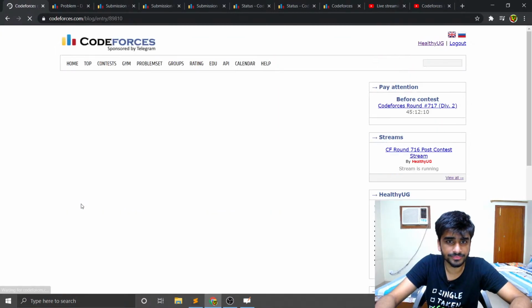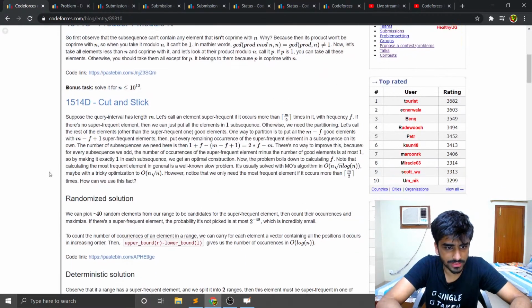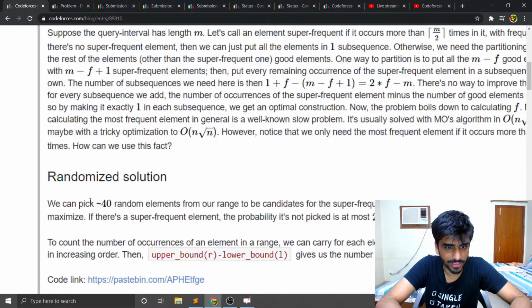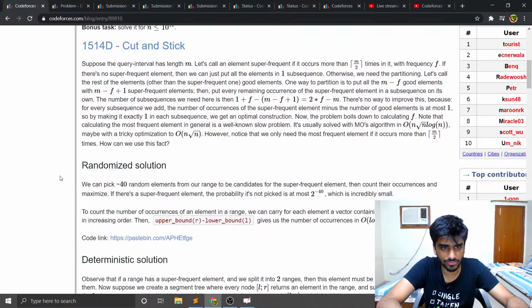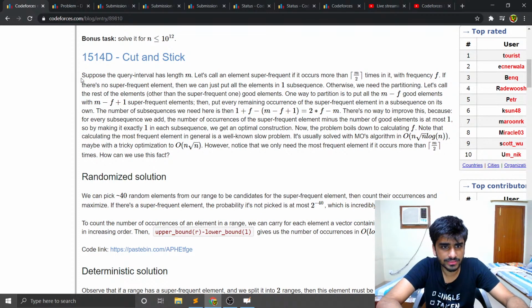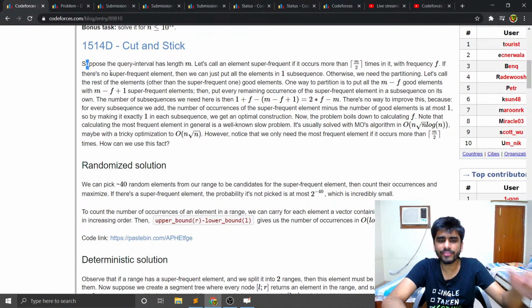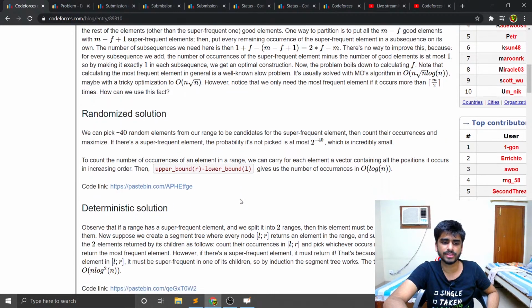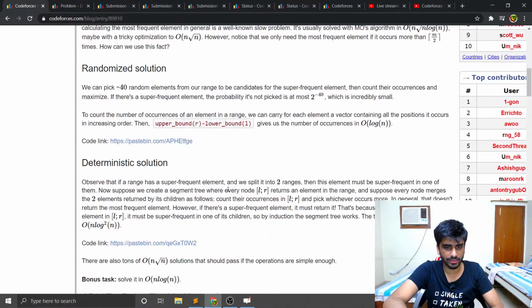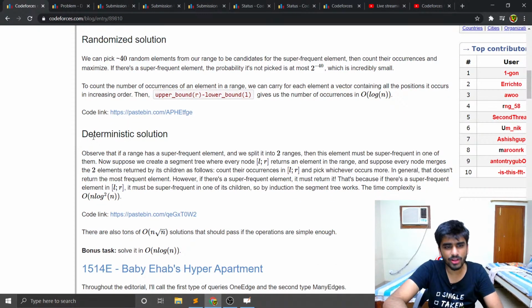Oh, editorial. Let's see if they gave the... Okay, see, they have also given the randomized solution in the editorial. Yeah, so basically this is what I used in my code. Okay, and this is, I think, the Mo's algorithm solution, which is definitely tougher. So if you can come up with the randomized solution, that is a very cool thing. And then they also have a deterministic solution.